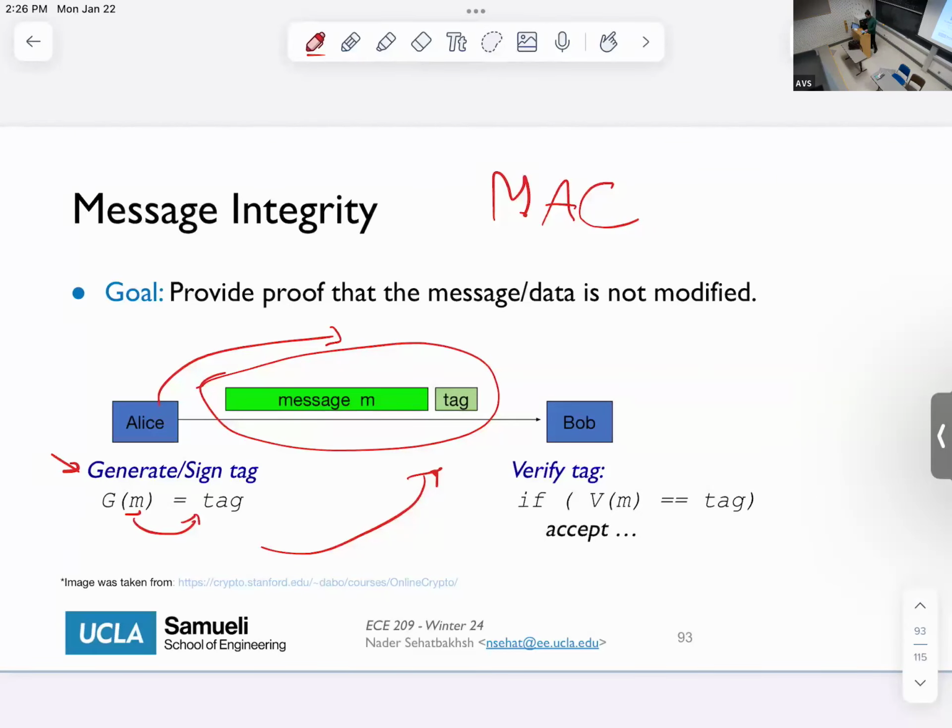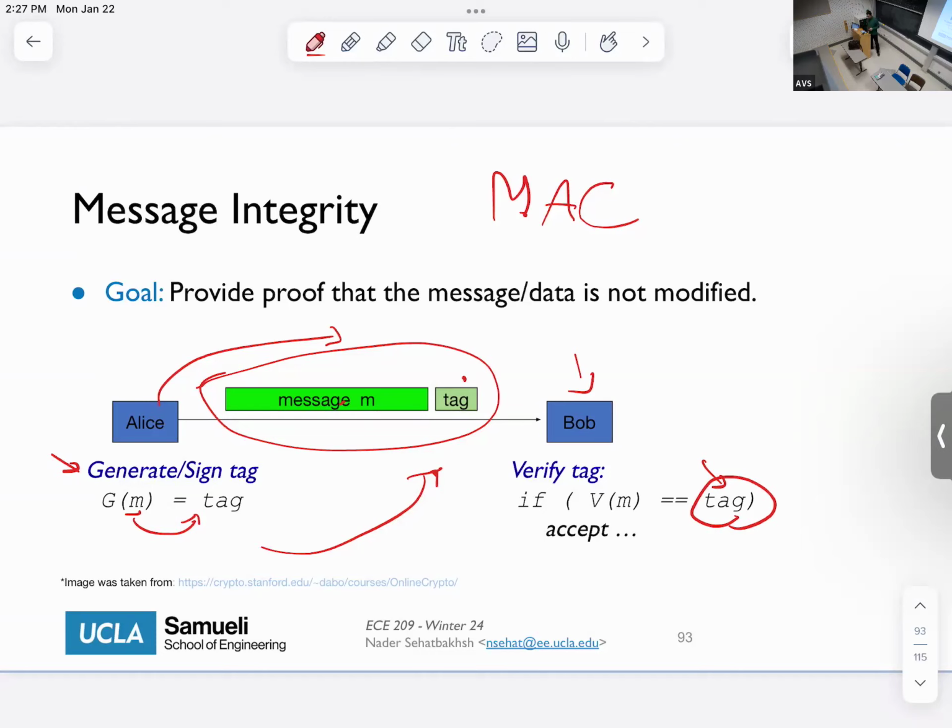Okay, and then on the receiver side, we have this verify algorithm, which takes the message, computes the tag, and checks whether this tag is the same as this tag. So if these two match, it means that we got the same message. If they don't match, it means that we didn't get the correct message.